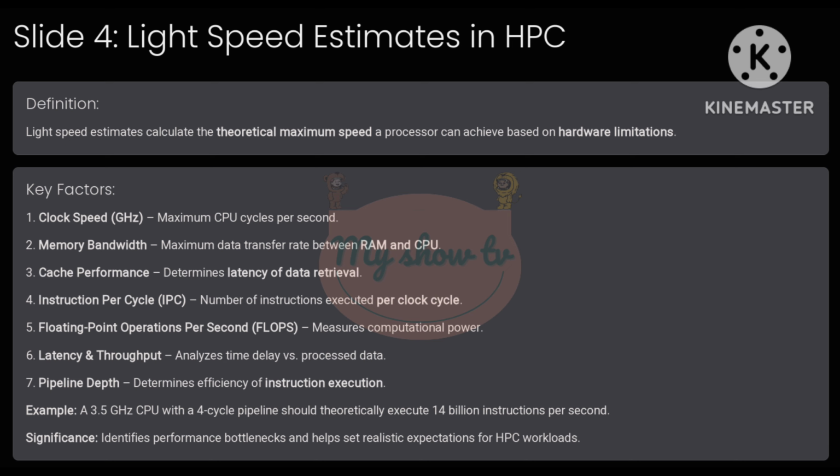6. Latency and throughput. Latency is the delay in response time, while throughput is how much data can be processed per second. Example: if a CPU runs at 3.5 GHz with 4 instructions per cycle, its theoretical peak performance is 14 billion instructions per second. Significance: by understanding these factors, HPC developers can optimize software to achieve near theoretical peak performance.